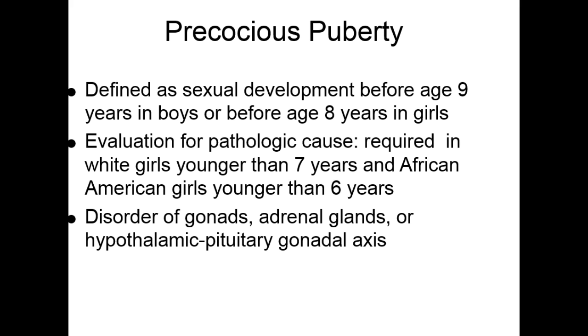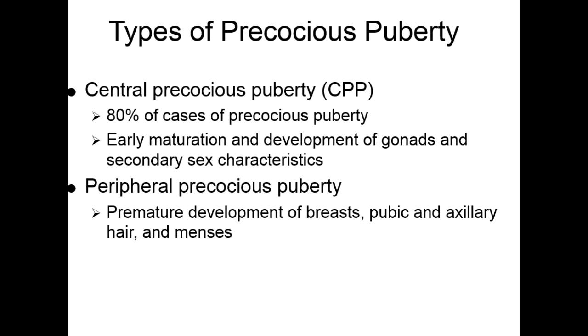Usually there's a pathological cause, and it's usually a disorder of the gonads, adrenal glands, or hypothalamic pituitary gonadal axis. There's different types. Central precocious puberty, 80% of the cases are this. This is early maturation and development of gonads and secondary sex characteristics. And then there's peripheral precocious puberty, where there's premature development of breast, pubic and axillary hair, and menses. A lot of times the peripheral precocious puberty is the type that we see in the developmentally delayed.